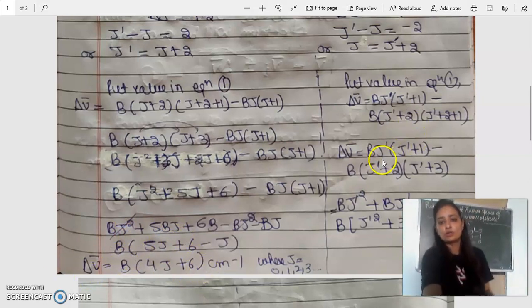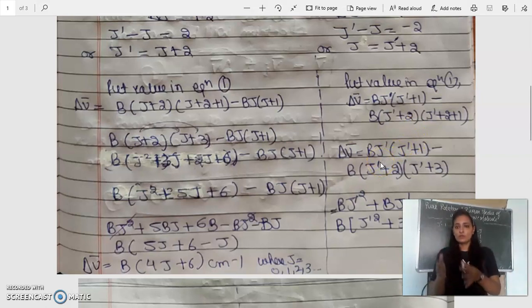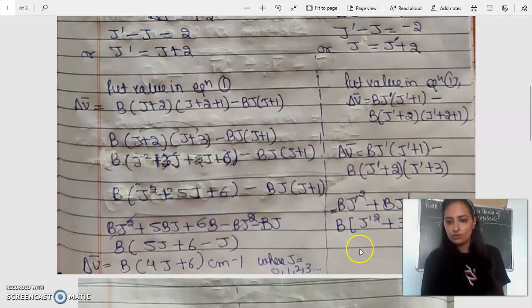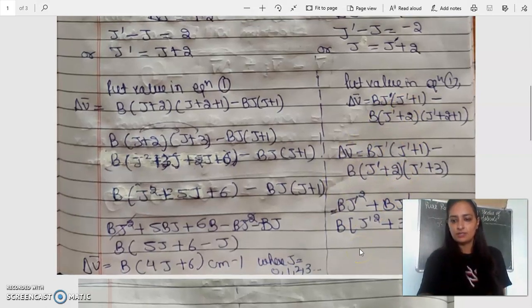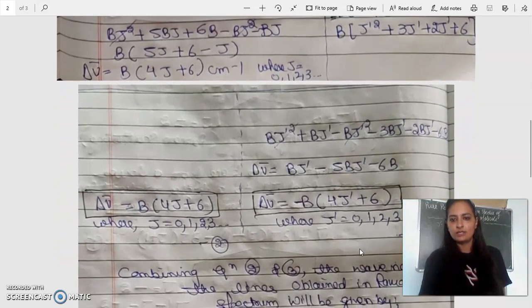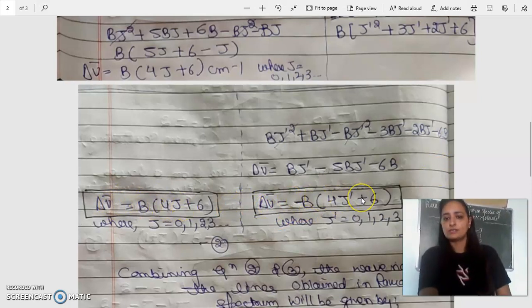Similarly, when you put the value of J in this equation for the minus 2 side, we get the same thing. The difference is just of plus minus. You can see in equation number 3 that the difference is only of plus minus. Here we have B(4J plus 6), and here we have minus B(4J dash plus 6).